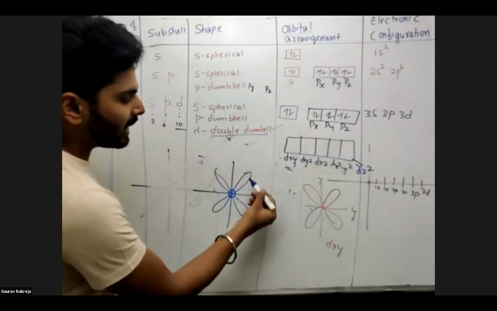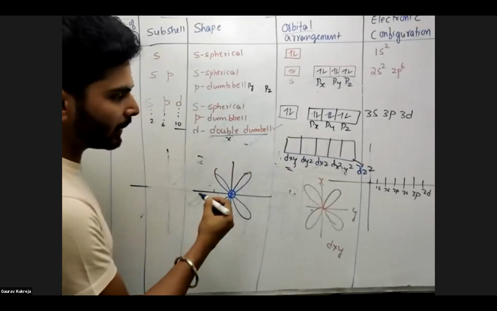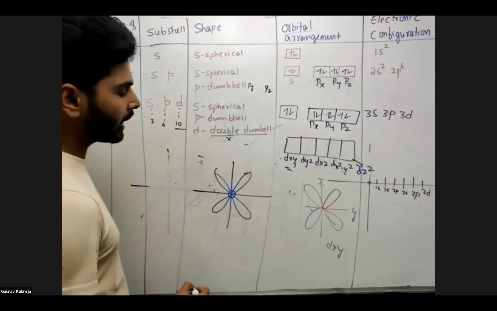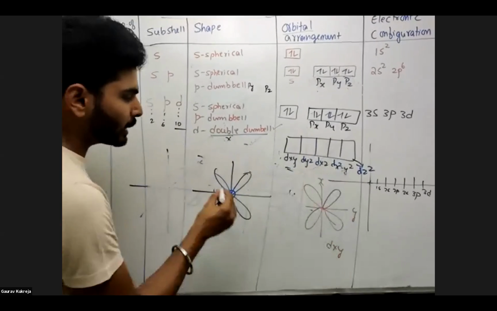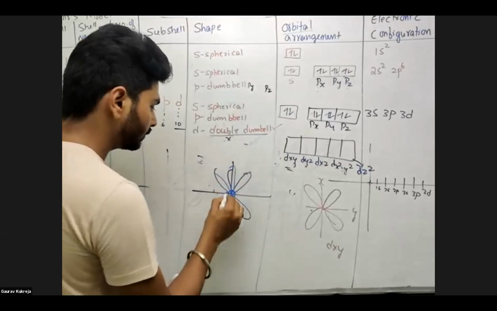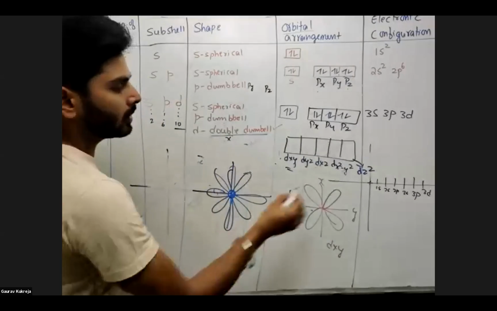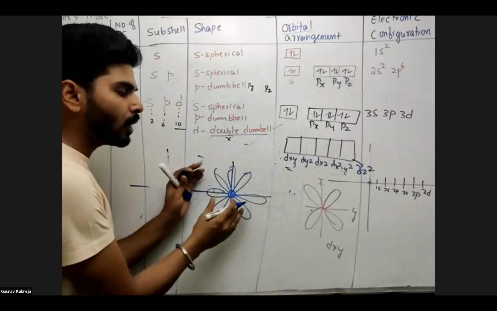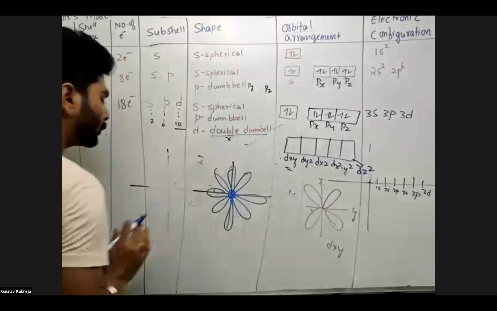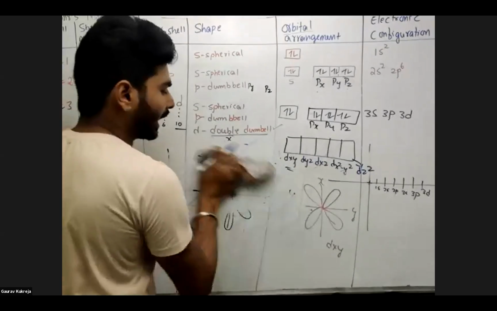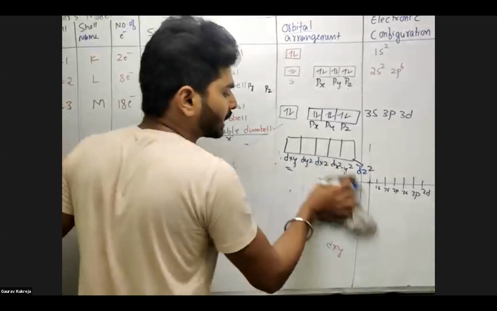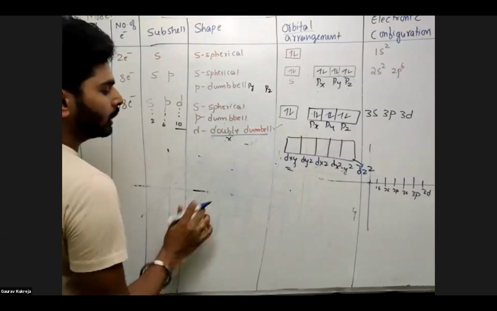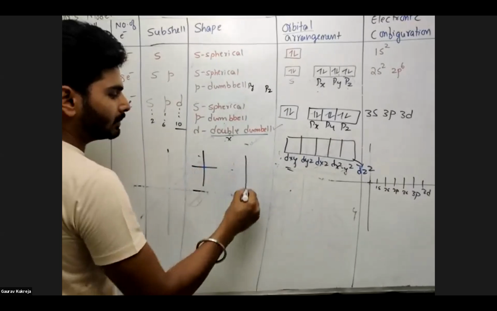Now dyz, again in the yz plane you have to draw it, here itself. dxz, again in the xz plane, and dx square minus y square will be here. So dz square also you can put there. So that means in a single diagram you have to show all these 5 shapes, then only you can understand how complex the structure is. So for the time being, what you have to do, you have to make these diagrams.